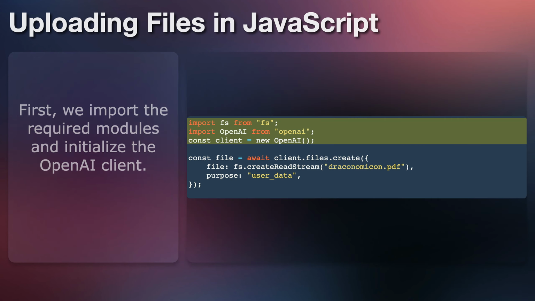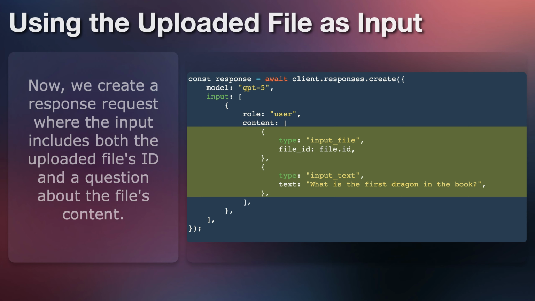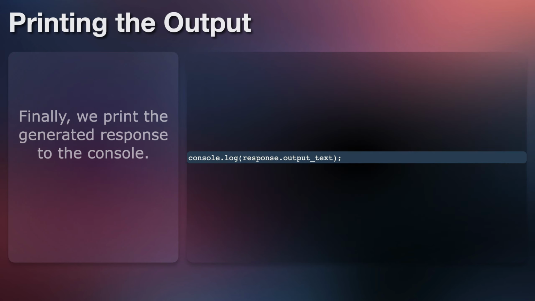First, we import the required modules and initialize the OpenAI client. Next, we upload the PDF file using the client and assign the returned file information to a constant. Now we create a response request where the input includes both the uploaded file's ID and a question about the file's content. Finally, we print the generated response to the console.